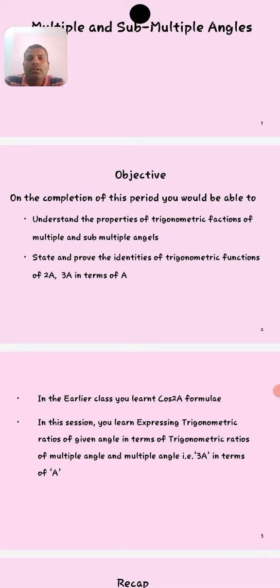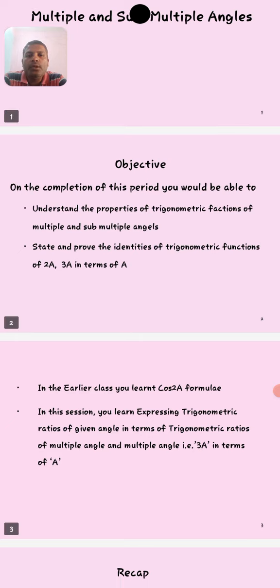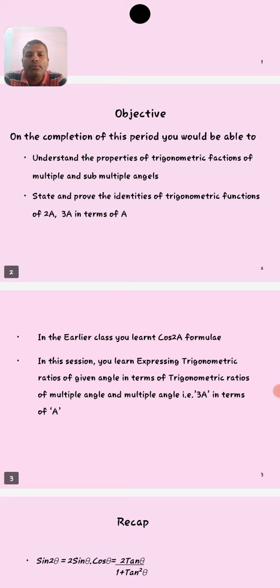On the completion of this period, you would be able to understand the properties of trigonometric functions of multiple and submultiple angles. State and prove the identities of trigonometric functions of 2A, 3A in terms of A. What is the objective? To understand the properties of trigonometric functions of multiple and submultiple angles, and state and prove the identities of trigonometric functions of 2A, 3A in terms of A.